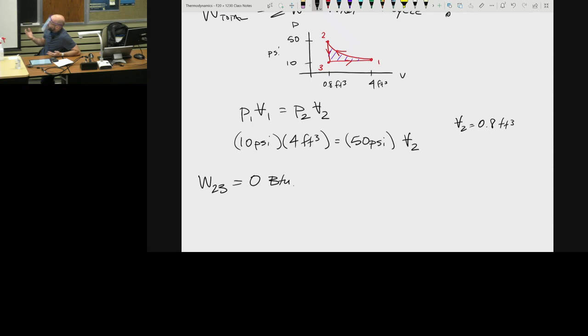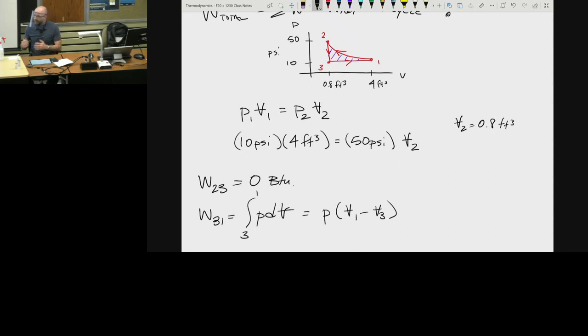I'm going to go ahead and work with the constant pressure work because I think that's the second easiest one to deal with. So I'm going to say work 3 to 1 is equal to the integral of P dV, and remember, this is the work from 3 to 1. Pressure is constant, so pressure comes out, and I'm going to have V1 minus V3.